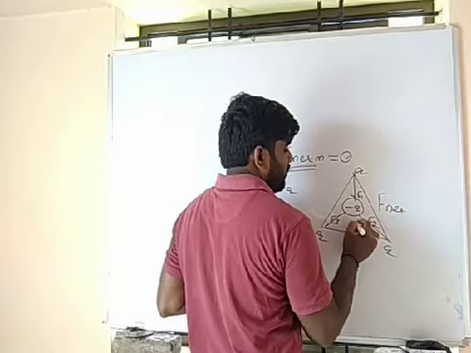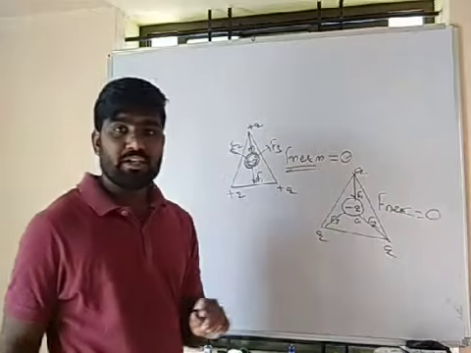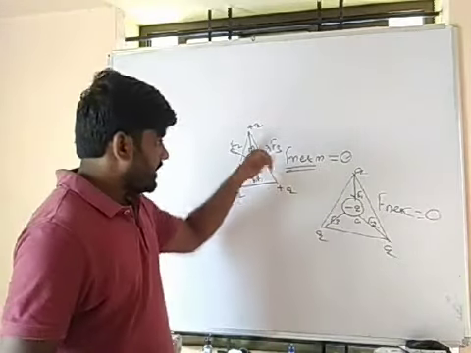F net on point C. I am taking here C is equal to 0. Okay. Then come to the next point.